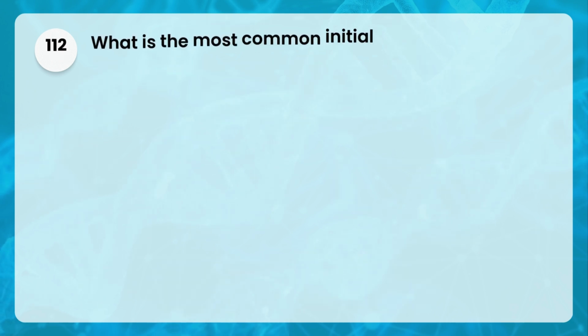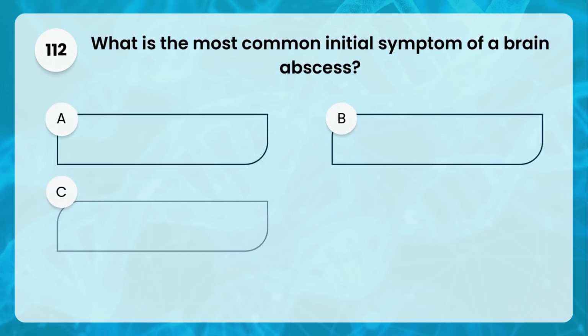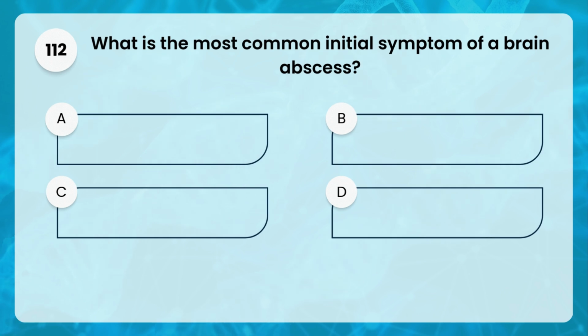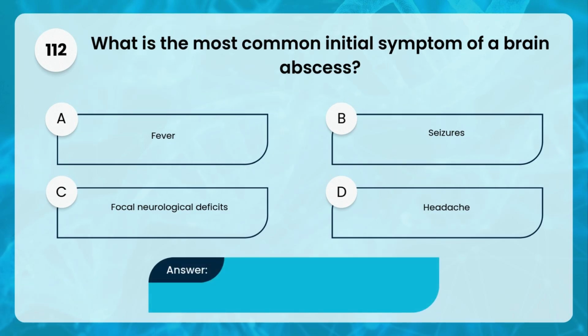Number 112. What is the most common initial symptom of a brain abscess? A. Fever. B. Seizures. C. Focal neurological deficits. D. Headache. The answer is D. Headache.